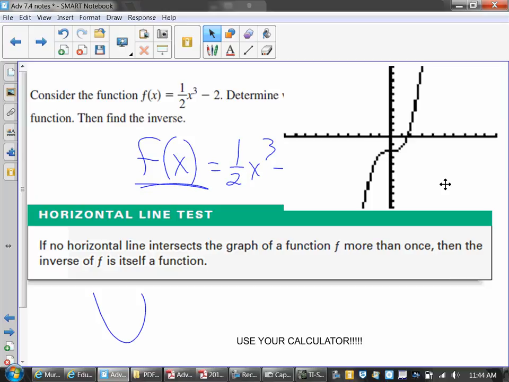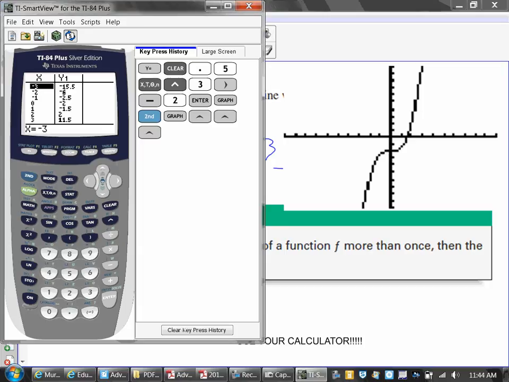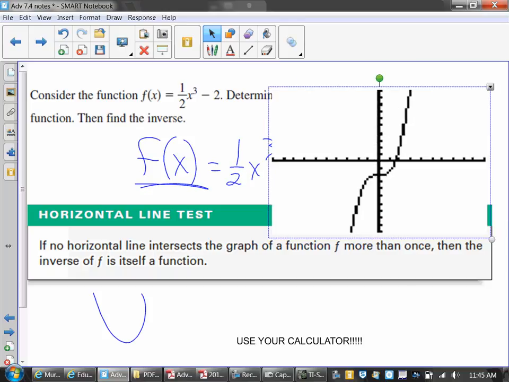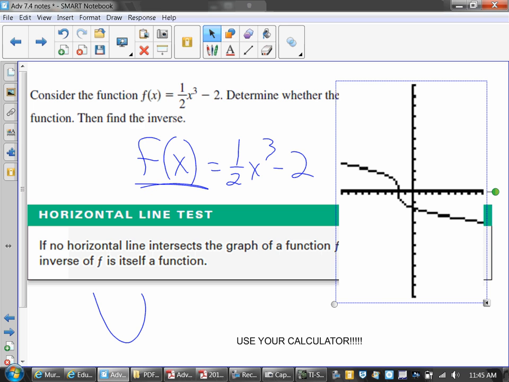Now, in order to tell for certain, you can always look at your table. Where was it at? Balance around 0. 2. No, we're going to be okay, because this is just the one single up and around. So this will pass it. Okay? Because when you spin it, it's just changing direction there, okay?